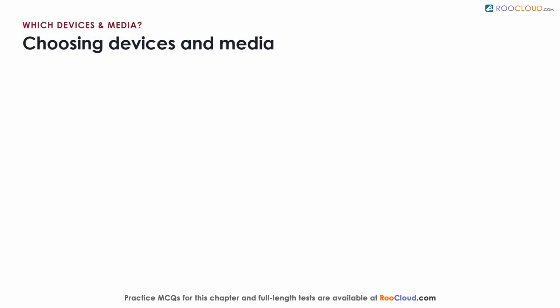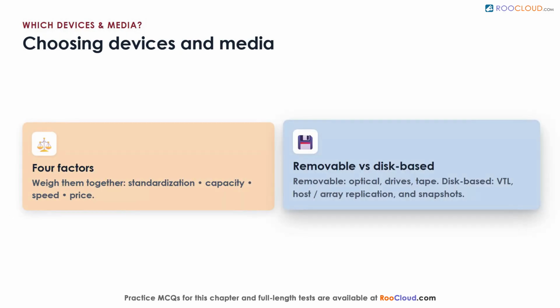What devices and media can you choose from? Pick based on 4 factors. Standardization, because exotic technology costs more to support. Capacity, so you need fewer pieces of media. Speed, so backup and restore finish in an acceptable window. And price, including the cost of the media itself. Media splits into removable and non-removable. Removable includes optical discs, drives, and tape systems. Non-removable is mostly disk-based backup.